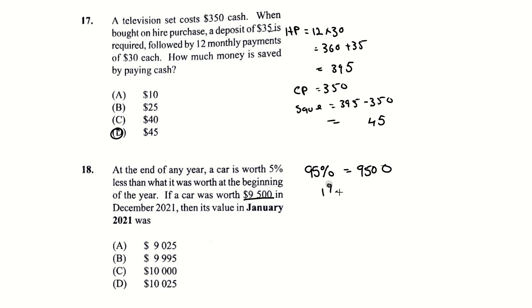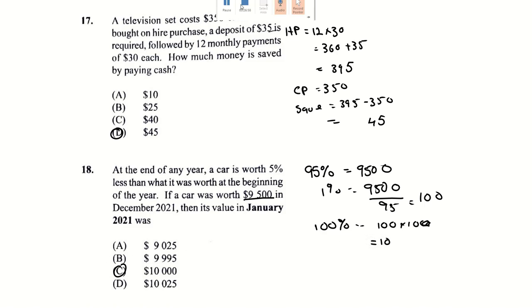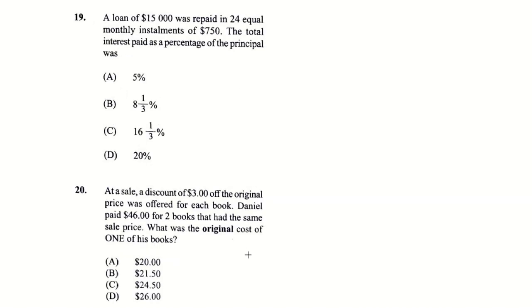So 1% would be 95 over 95, so we know 1% is $100. We want to know how much it is worth at the beginning. This is 100%. That is 100 multiplied by 100. So the car was worth $10,000 at the beginning of the year. Understand? Let's look at number 19.